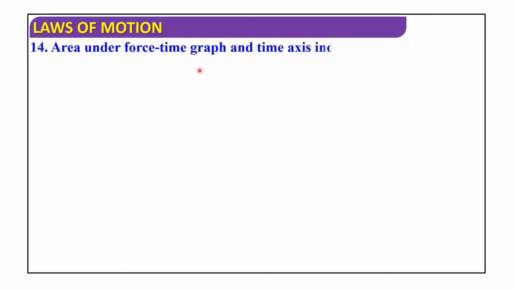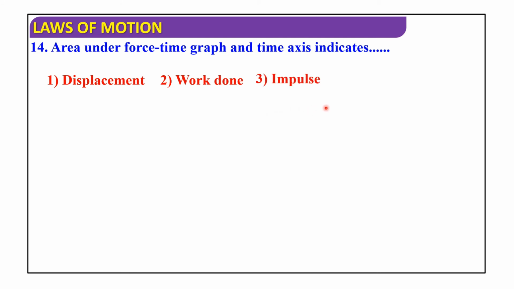Area under the force-time graph on the time axis indicates displacement, work done, impulse, or linear momentum. Here, the area under the force-time graph on the time axis indicates impulse. Impulse is the product of force and time.